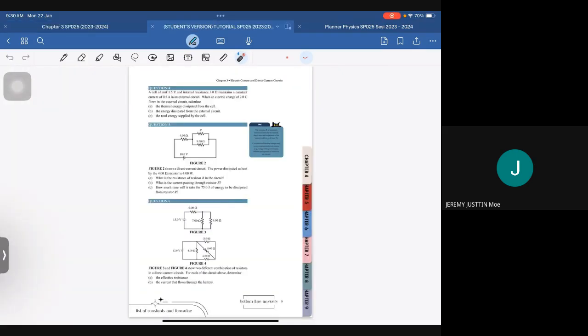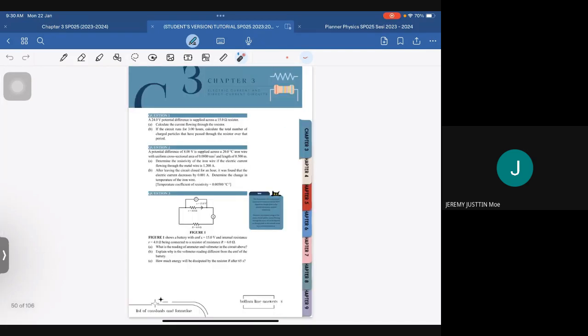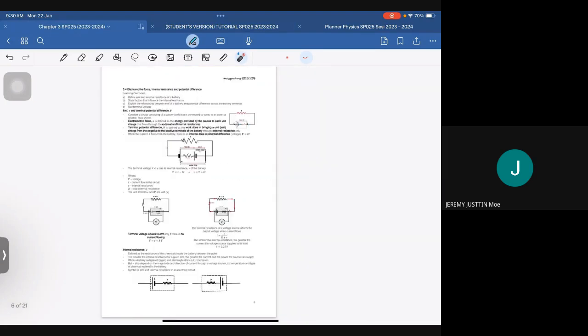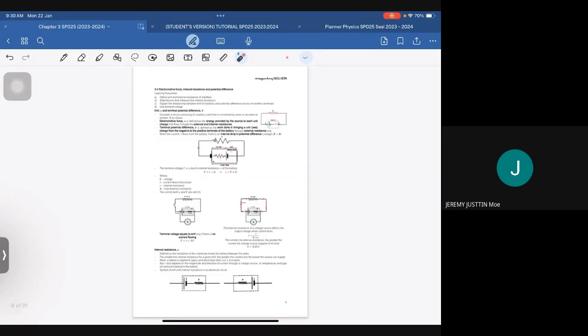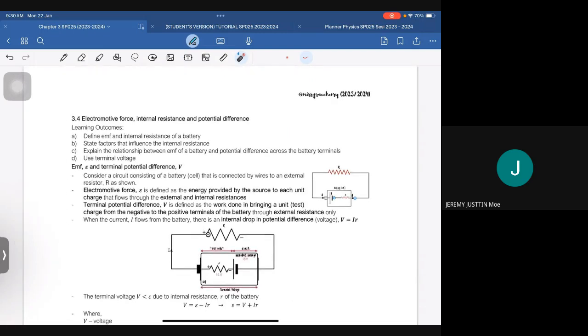Sampai 3.3 je. Soalan tutorial sikit je kita dapat buat. 1, 2. Okay, kejap I go through 3.4 jugalah, supaya kita dapat solve soalan tutorial sikit. Okay, so untuk 3.4, this is on electromotive force.